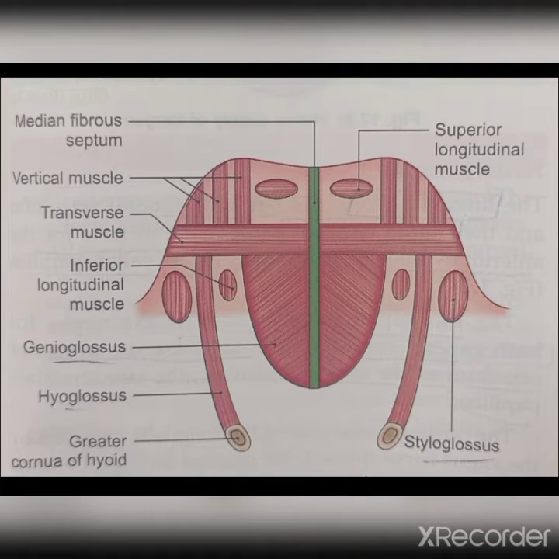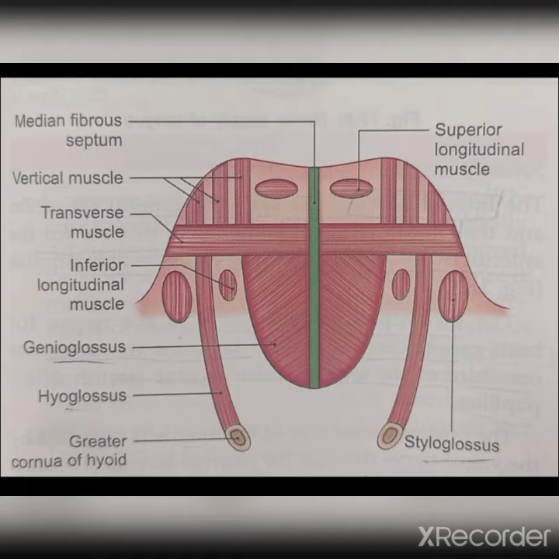Now, friends, let's talk about the muscles of the tongue. Remember, friends, the tongue contains two types of muscles. One is the intrinsic muscles, and the other one is extrinsic muscles. Let's first talk about the intrinsic muscles. Remember, friends, the intrinsic muscles occupy the upper part of the tongue and attach to the submucous fibrous layer and to the median fibrous septum.